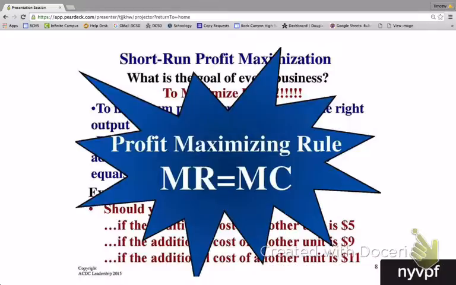So the profit maximizing rule in every market structure, including in perfect competition, will always be what we learned in the past unit. When marginal revenue is equal to marginal cost, profit is maximized. So you should always produce another unit as long as marginal revenue is greater than marginal cost. Once marginal cost is greater than marginal revenue, you stop producing. Profit is maximized when marginal revenue is equal to marginal cost. That is the profit maximizing rule. We learned it in the last unit. It's true in every industry, and you have to memorize it.